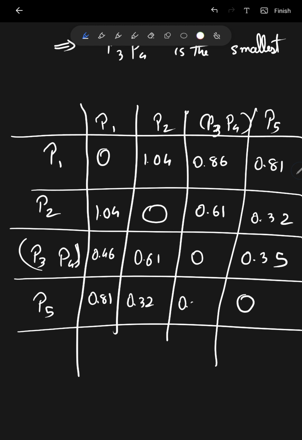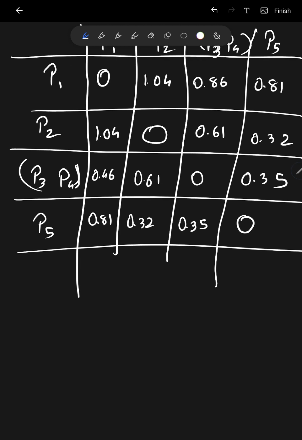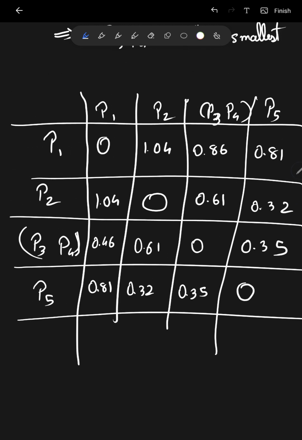Okay, we have calculated the value. Now again from this we have to find out the smallest value. So if you check, we can find out which is the smallest value. The smallest value is next 0.32. Now can you see the distance between what? That is between P2 and P5. The smallest is now between P2 and P5.